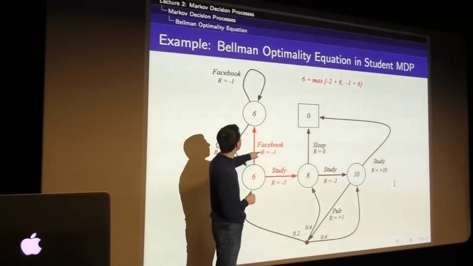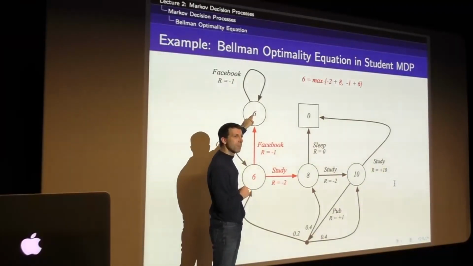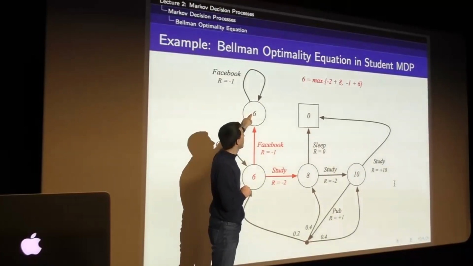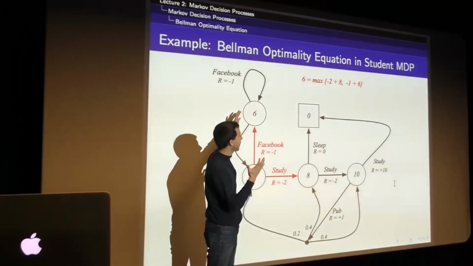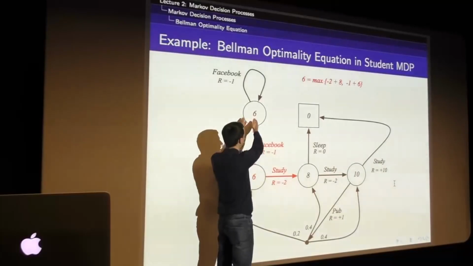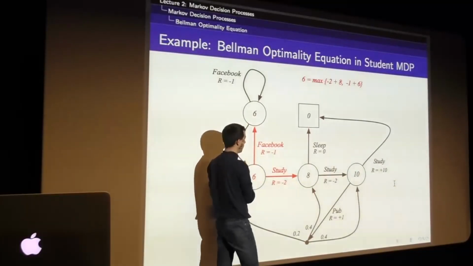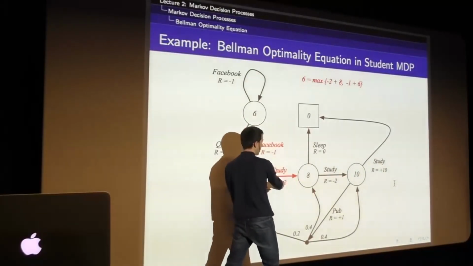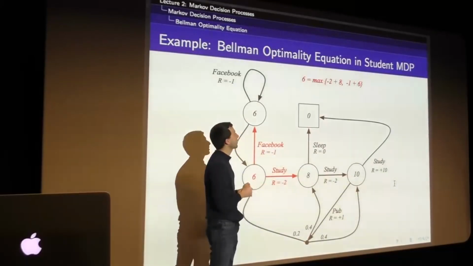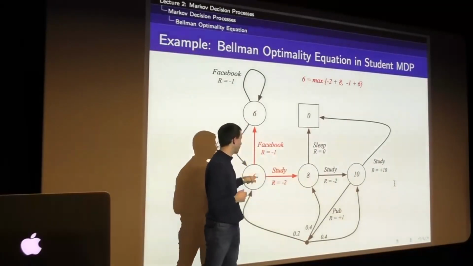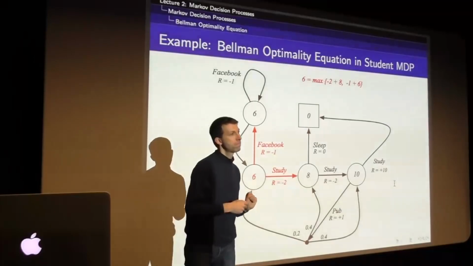So you can either get -1 followed by ending up in a state with 6, so this has a value of 5. If we take this arc, Q star of this arc is 5, or this way, we get -2 from our 8, and we get 6. So we choose to go this way, and our value function is 6.